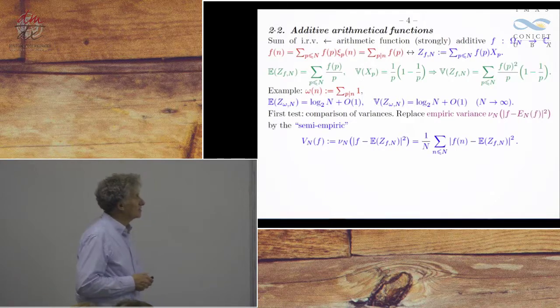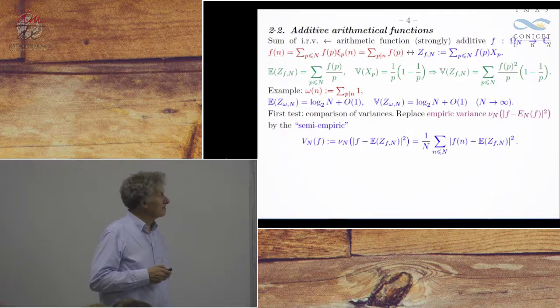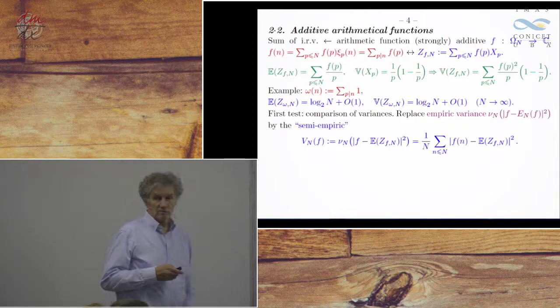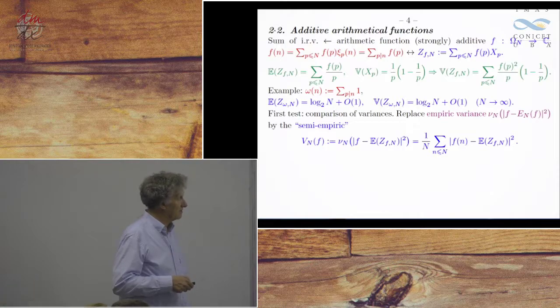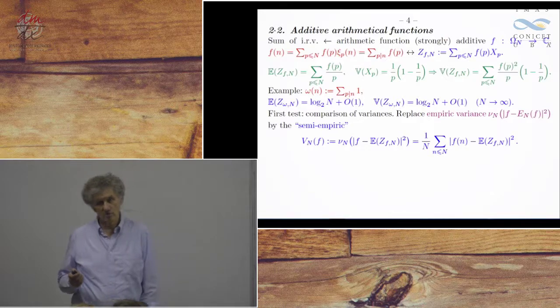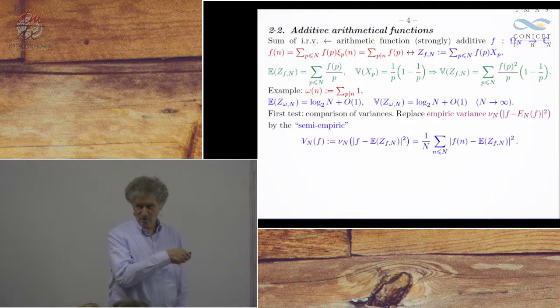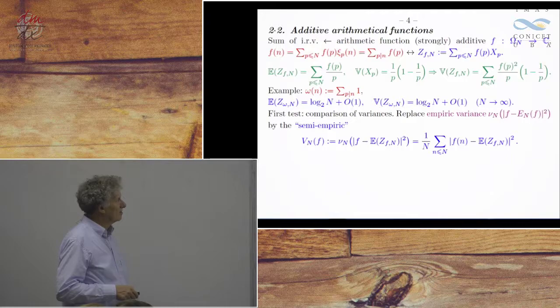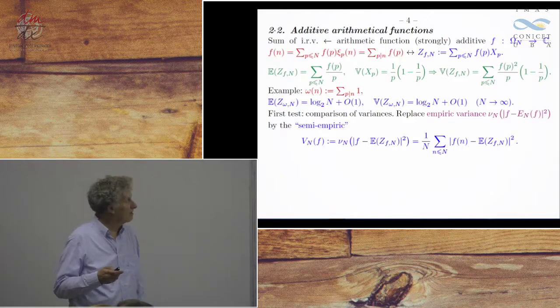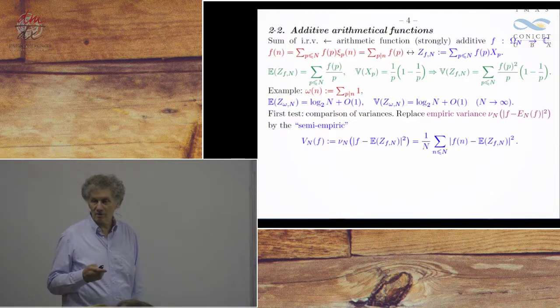And the first test to show whether our model is accurate is, can we compare the variances? Can we compare the empiric variance of the arithmetic function to the variance of the model? It is convenient to replace the fully empiric variance by the semi-empiric variance, in which we still look at the measure nu n, but we replace the expectation by the expectation of the model. It is harmless. In some situations it is not, but in this case it is completely harmless. So this is the semi-empiric variance, and we want to compare it to the variance of the model. Is it close? Is one dominated by the other, and so on?